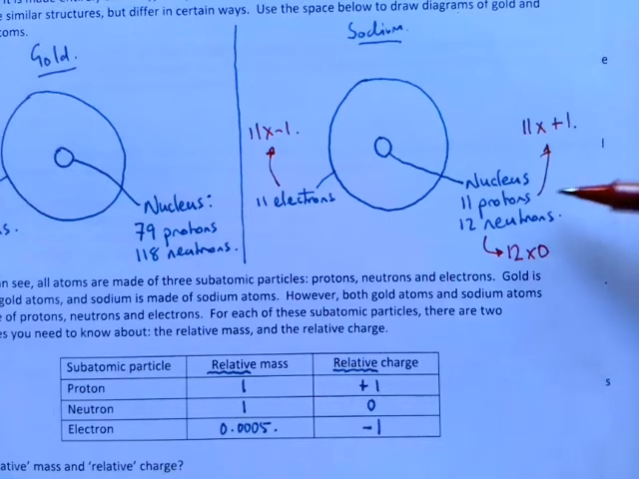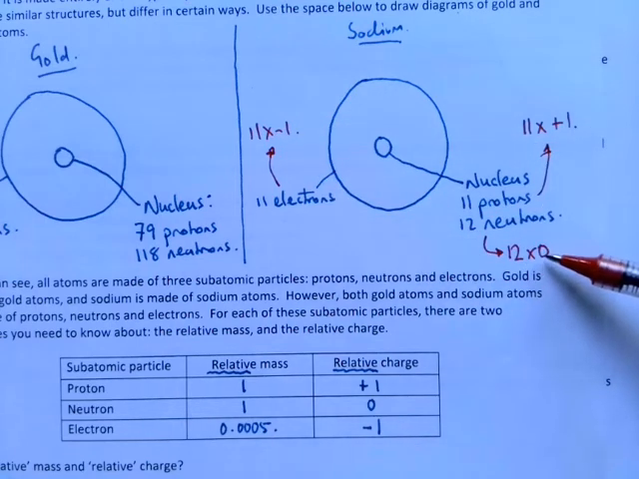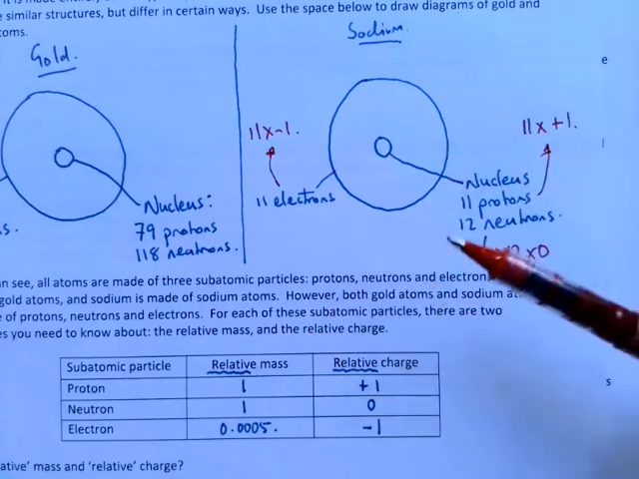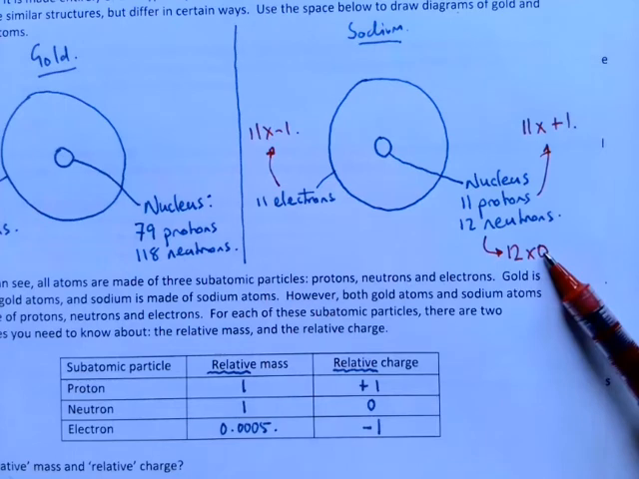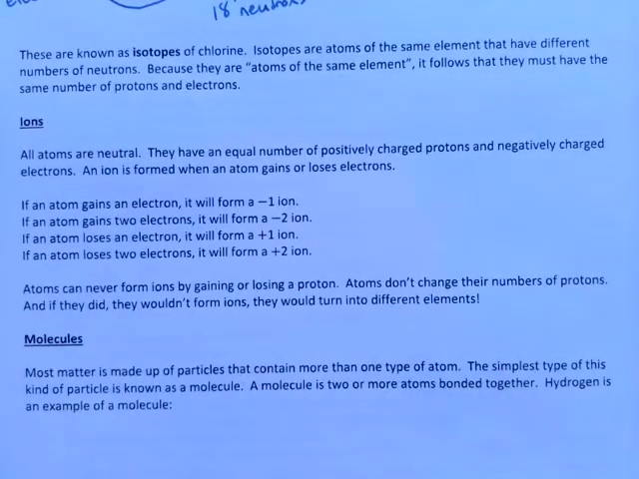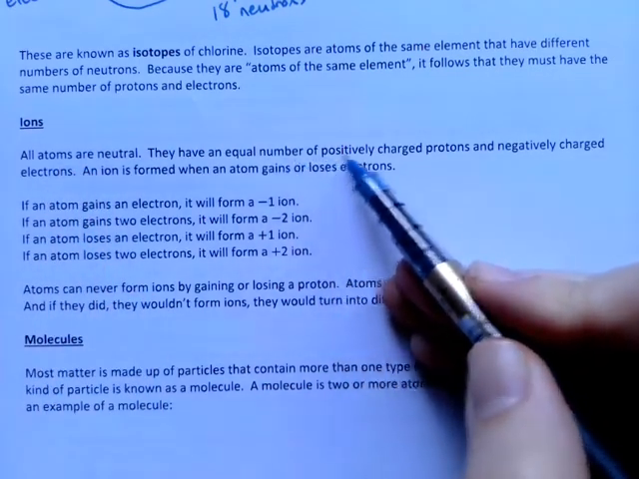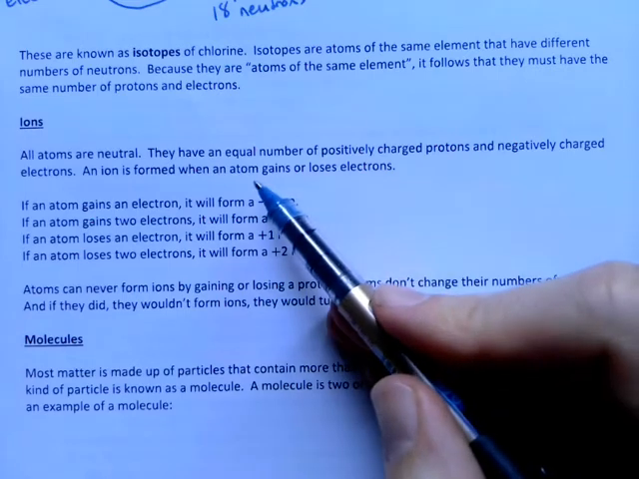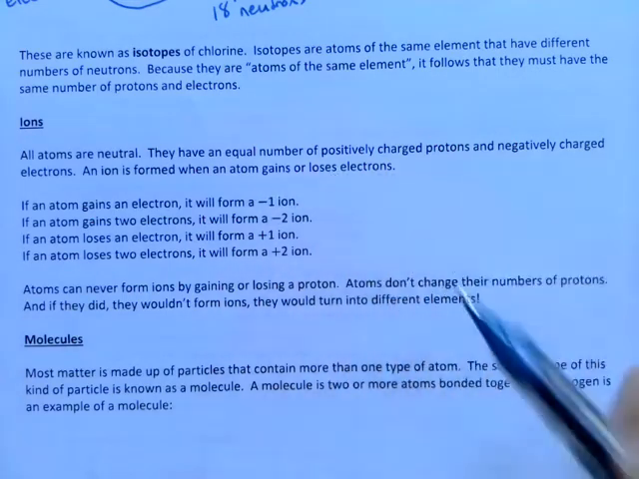Okay, so if I have 11 +1 protons, 11 -1 electrons, and 12 0 neutrons, what's the overall charge going to be? Well, if I add these three together, that's -11 plus 0 plus 11, which comes to 0. So we can say that all atoms are neutral because they have an equal number of positively charged protons and negatively charged electrons. But I can make an ion when I gain or lose electrons.